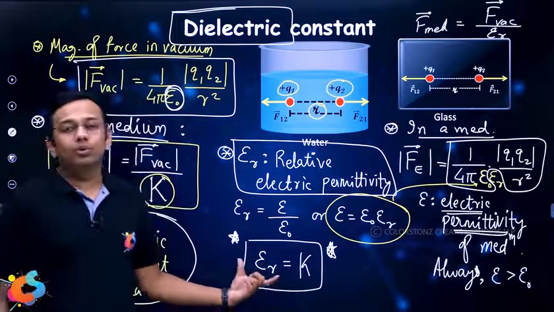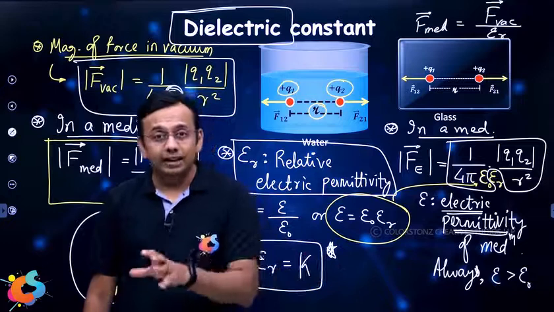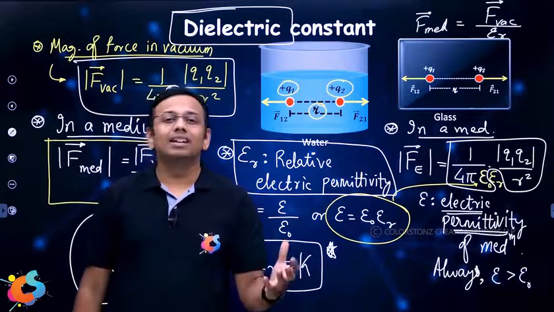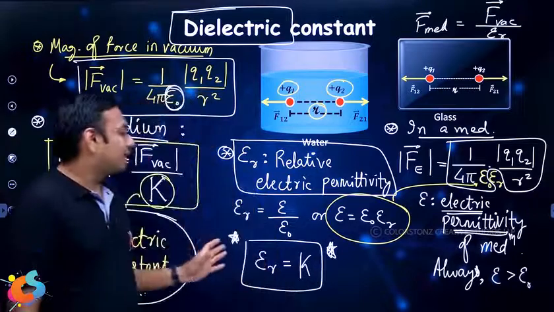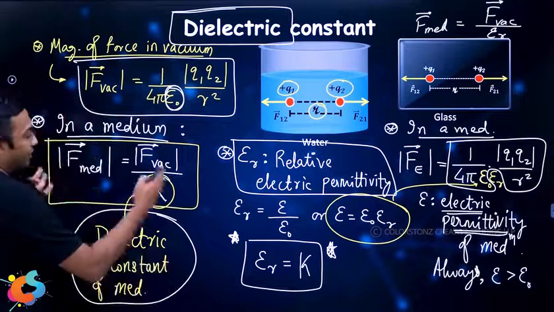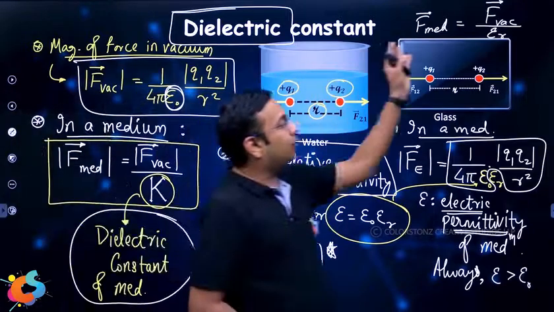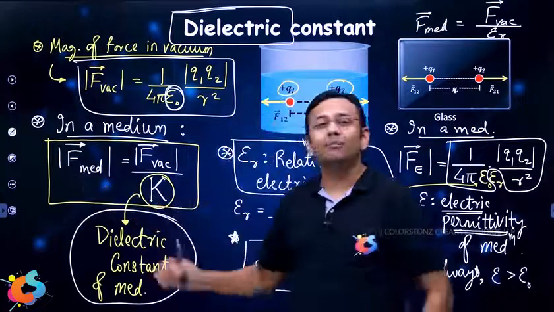This is important for you to know because when you solve questions, sometimes they will give dielectric constant, sometimes they'll give the relative electric permittivity. So you must know that both are the same things. They have the same effect on the force. You can see here the effect on force is the same. Here also divided by epsilon r, here divided by k.